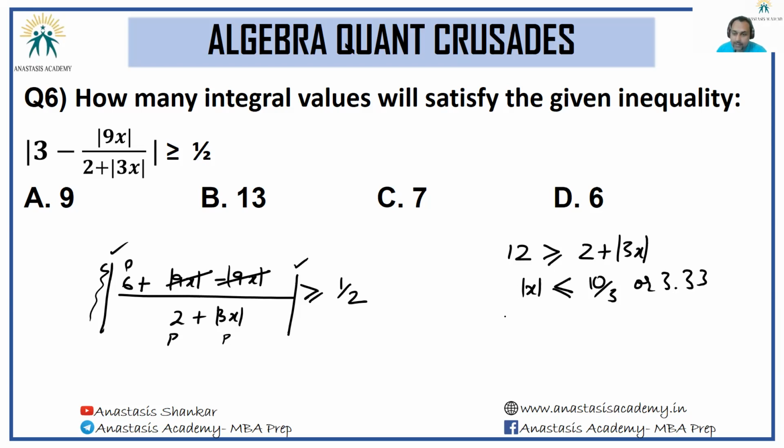Because we are looking for integral values, the possible values that x can take are minus 3, minus 2, minus 1, 0, 1, 2, and 3. These 7 values. Answer has to be option C.